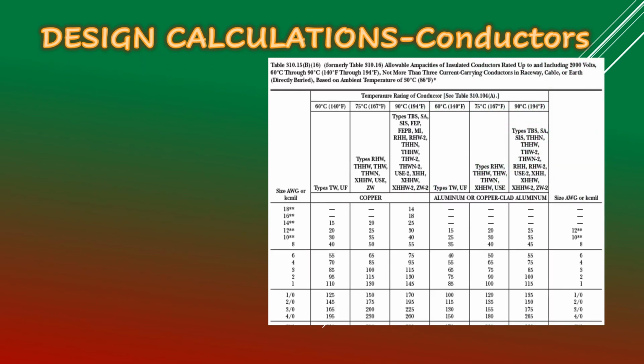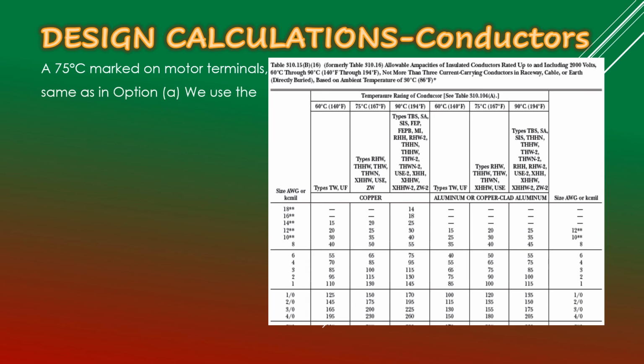Now, this is the table 310.15(B)(16). This is the conductor table. Now, a 75-degree mark on the motor terminals, same as in option A. So, in option B, we will also consider the same 75-degree terminals. So, we have to use the 75-degree column.